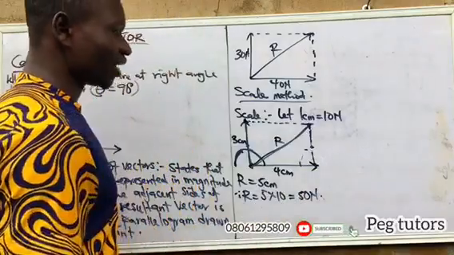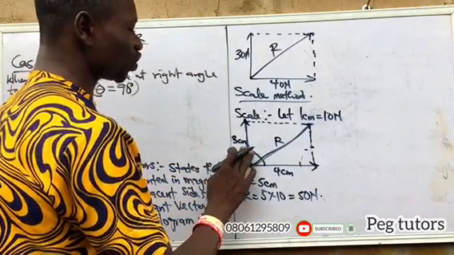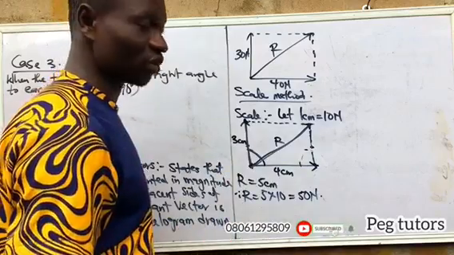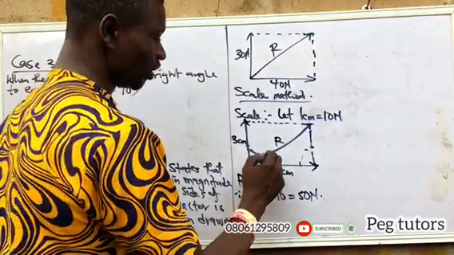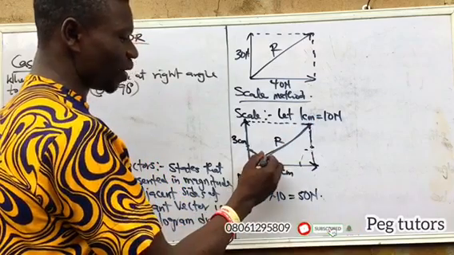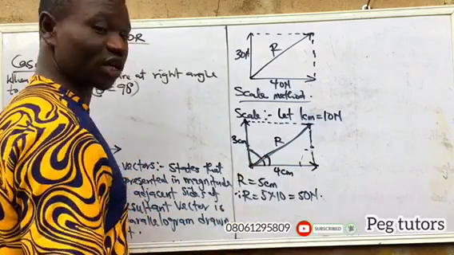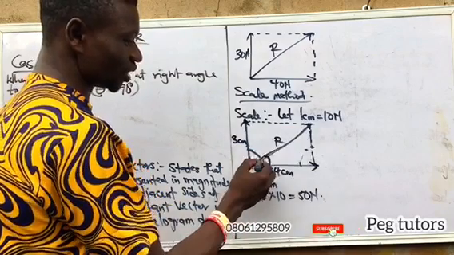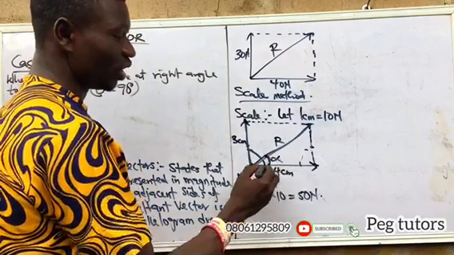Now, after doing that, remember, in everything we have been doing, we have been talking about the resultant vector as well as the direction. So how do you find the direction here? The direction here is the angle that the resultant vector makes with the horizontal vector. This is the horizontal vector here. So the angle that the resultant vector, which is this, makes with the horizontal vector is your direction.